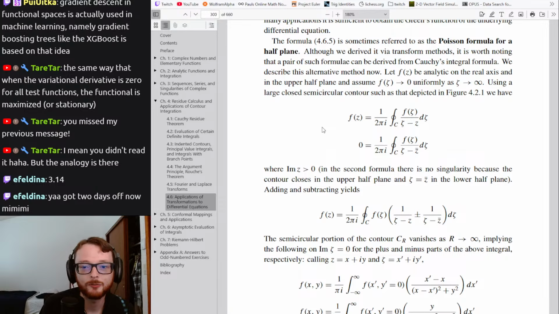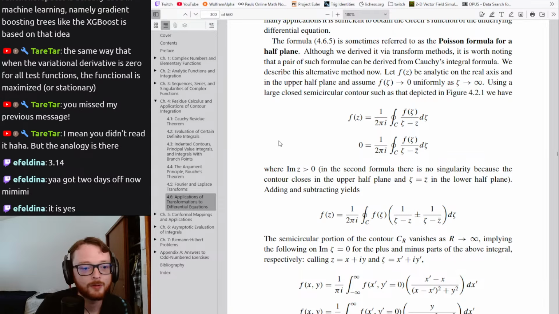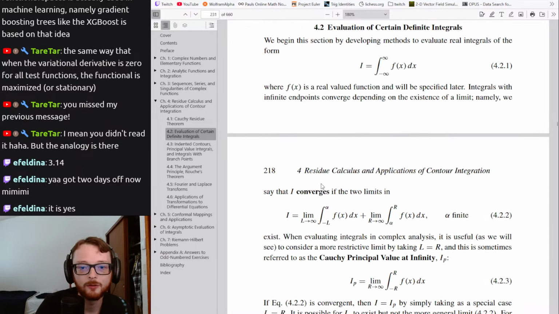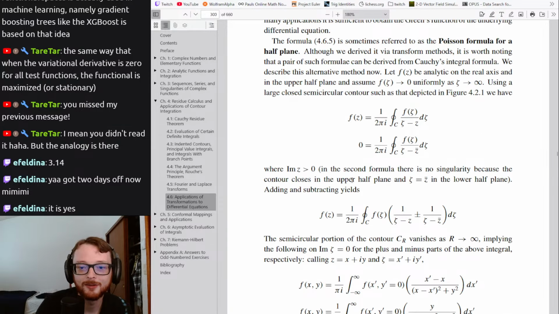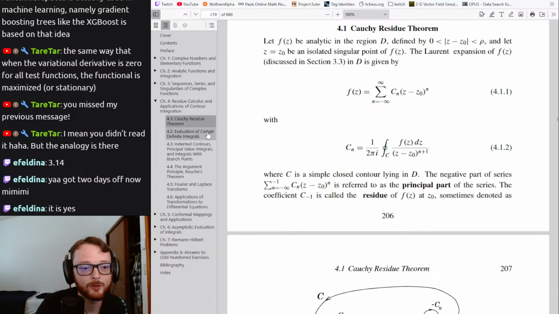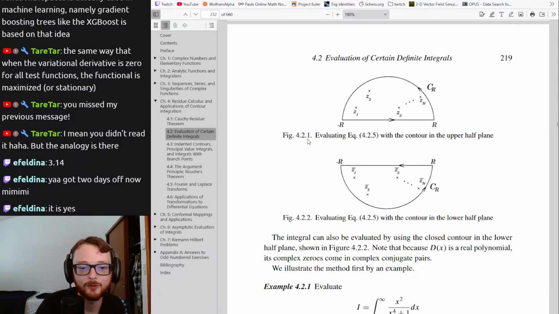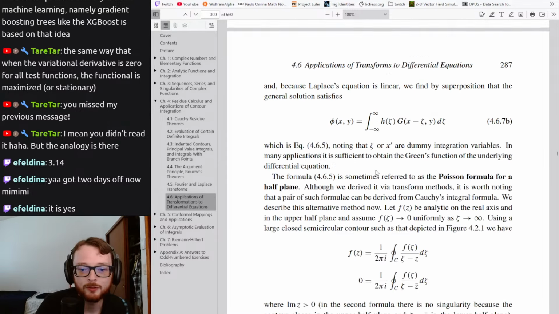Using a large closed semicircular contour. I assume that's just a regular semicircle that goes to infinity. I shouldn't have done that. Figure 4.2.1. I was thinking equation 4.21. Okay, yeah, that's nothing special.